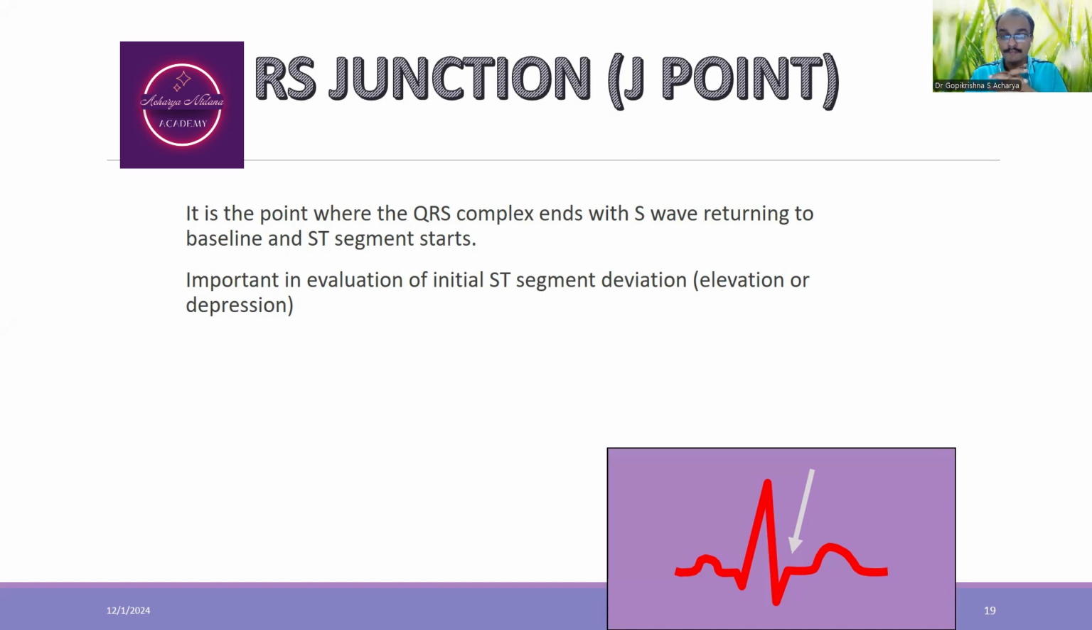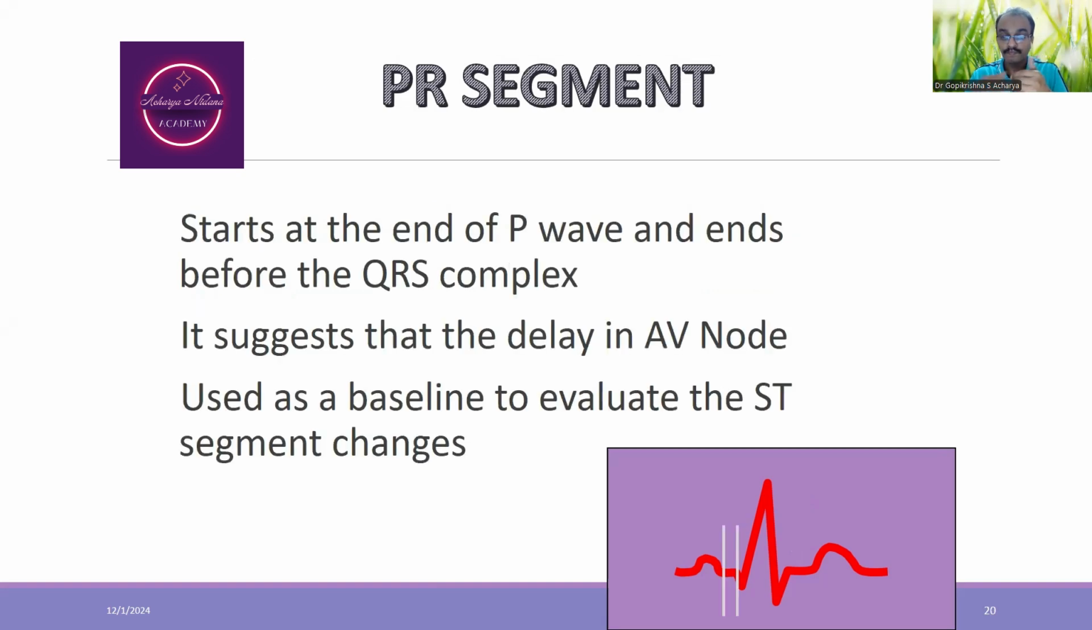Now the J point. When you think about the J point, it is the point between the end of the S wave and the beginning of the ST segment. So here the arrow is showing the J point. This is helpful in determining the elevation and depression of the ST segment.